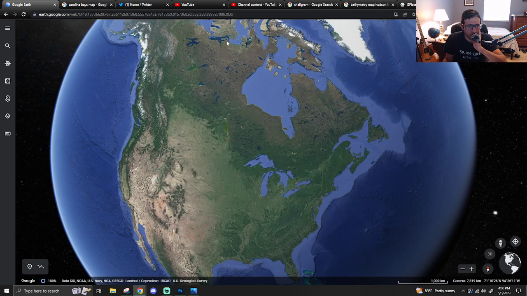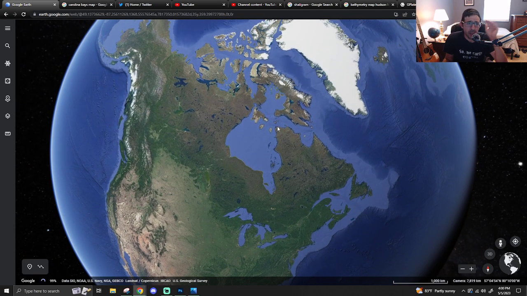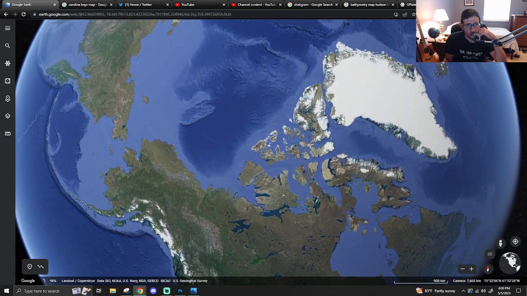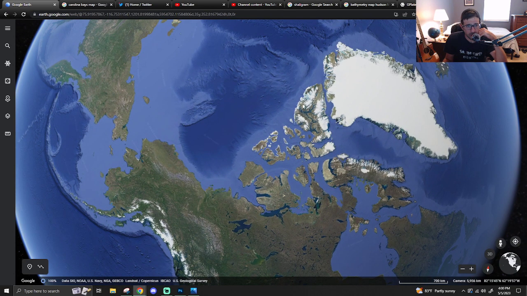So this one's going counterclockwise, I guess. I feel much more confident saying this is going counterclockwise. Also interesting, this Greenland kind of resembles this.